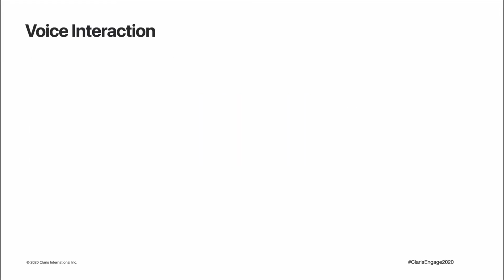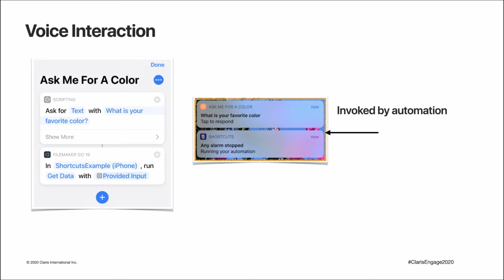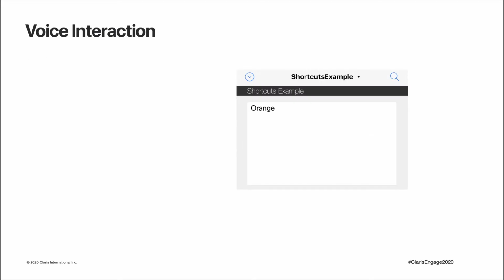The next part is if you have an automation that's set to run, it will give you a message that it is running your automation, and then it allows you to tap to respond. Then you can also respond to it, and in this case it will also give you the prompt to enter your answer. The results all show up in this sample database. So let's look at the video.